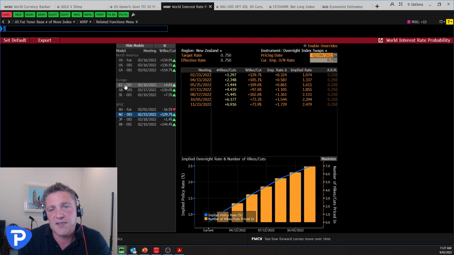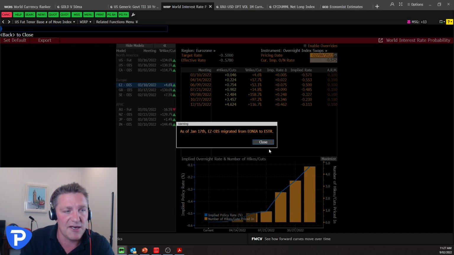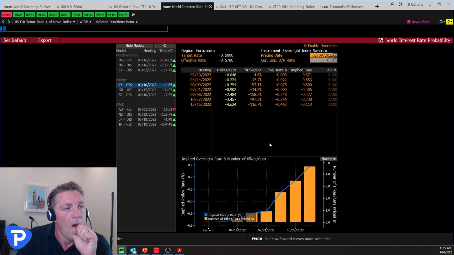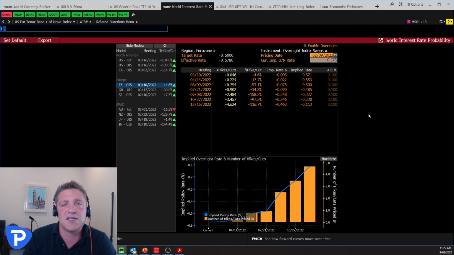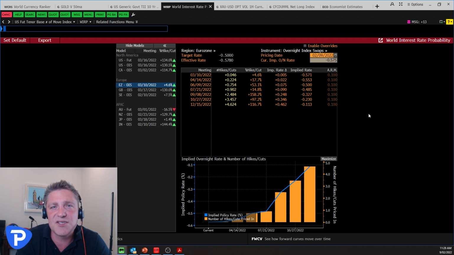In Europe, now this is where we've seen that euro really moving up quite nicely. You can see that we're pricing in, well, the effective rate's negative 57 now, the implied rate's negative 11, so we're pricing in about 46 basis points of hikes, so nearly 5 rate hikes over that period. Yeah, it just all seems too rich, doesn't it?